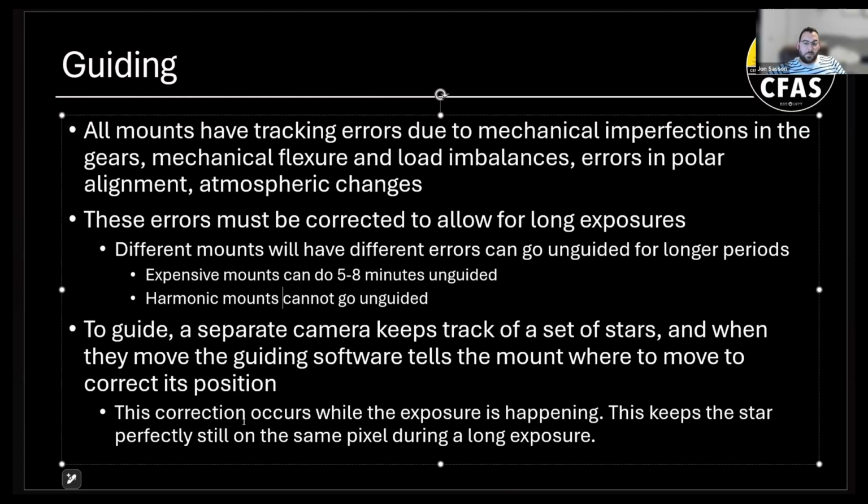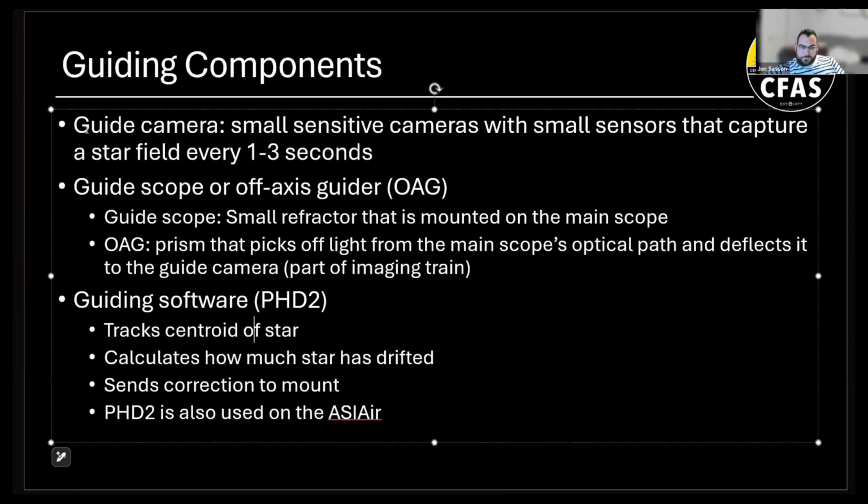So those corrections take place while you're taking your exposures. That's keeping those stars perfectly still in the same pixels during the long exposures. And I think setting up the guiding is a beast in and of itself, sometimes. So you can do this here.